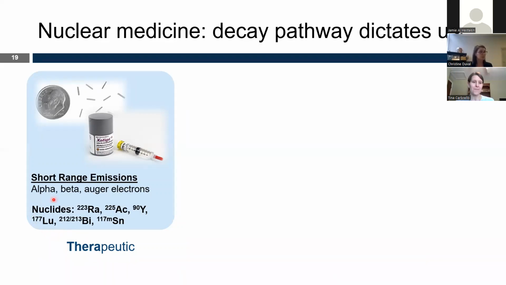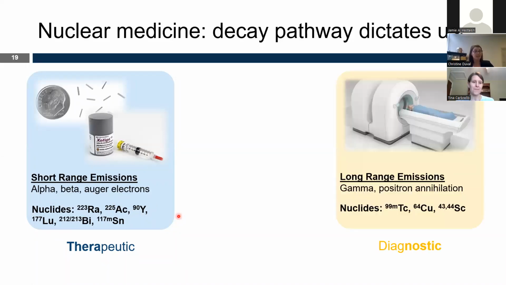Some of the more famous ones are listed down here in case you're interested. And we call those therapeutic. We can also have diagnostic medical isotopes. These have longer range emissions. So those could be species that emit gammas inherently. They could be species that emit positrons. And then just like in PALs, if those positrons annihilate, then you can create two equal energy gammas that can be used for detection.